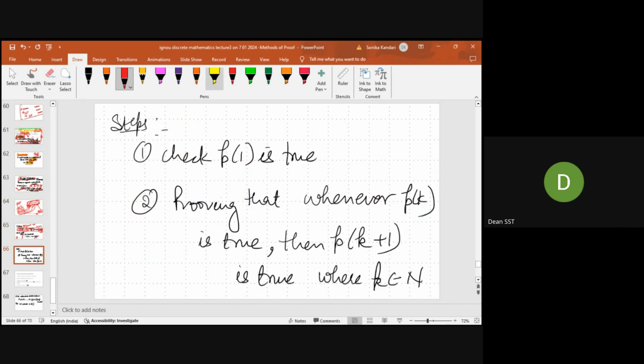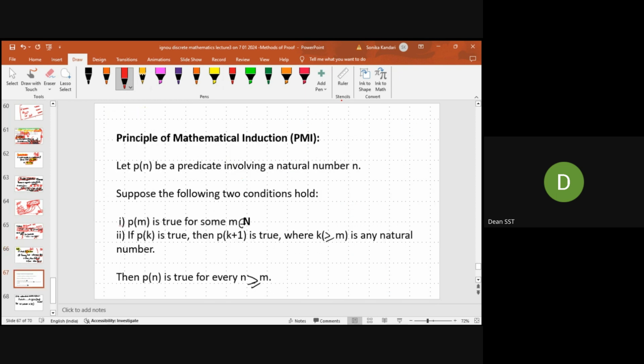What type of steps do we have to follow? We have to check whether P1 is true. It means Pn, with n's value 1, for P1 it is true. For Pk it is true. For Pk plus 1 it is true, for all k belonging to n. It means we want to keep on checking: for 1 it is true, for 2, 3, 4, 5, 6. Fine. For every n belonging to N, is it true? Then only we can say that the statement is true.